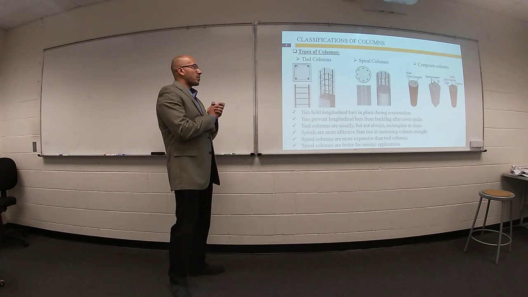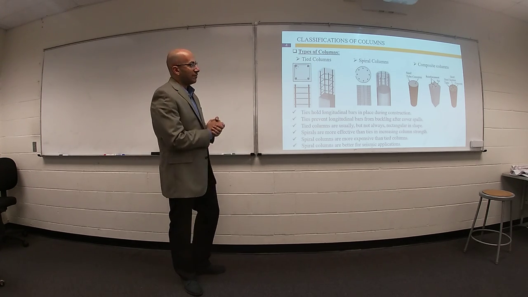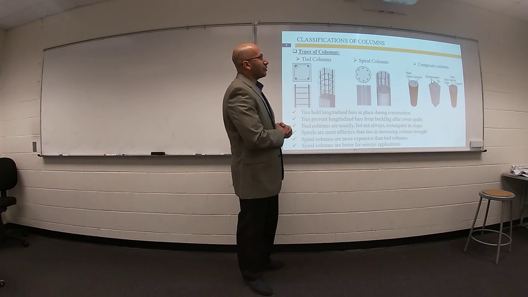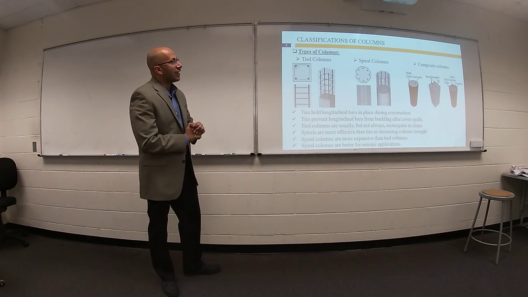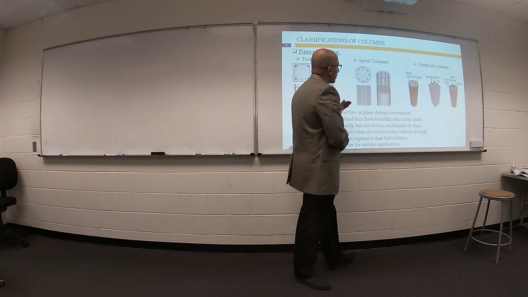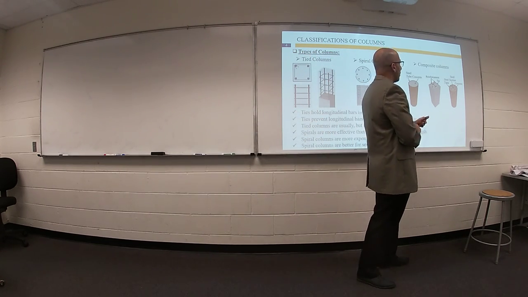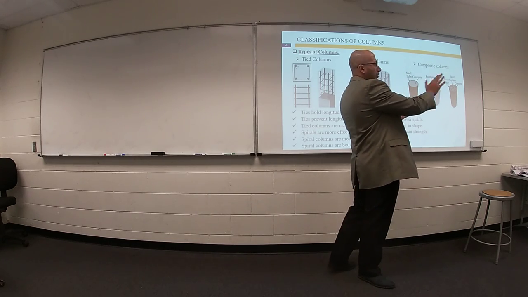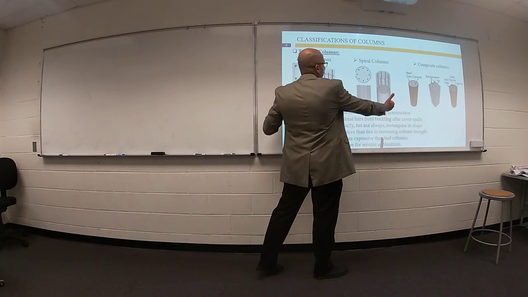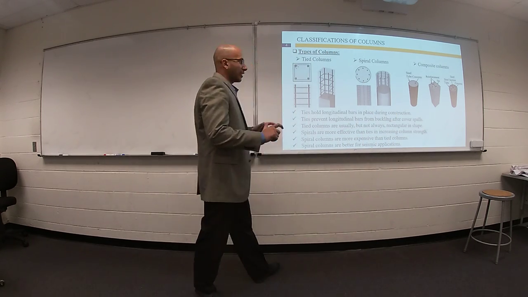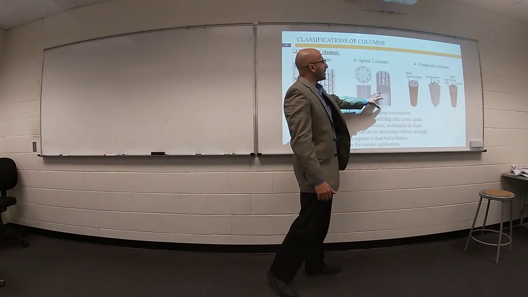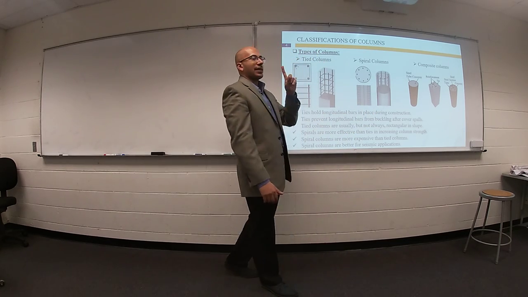But yeah, things change. Nobody knows what will happen. So we have three different types of column. The first one is called tied column, the second one spiral column, the third one composite column. Maybe composite column is related to steel structure mainly. So we will focus only on these two columns in concrete design. Tied column and spiral column are exactly the same, except one thing.